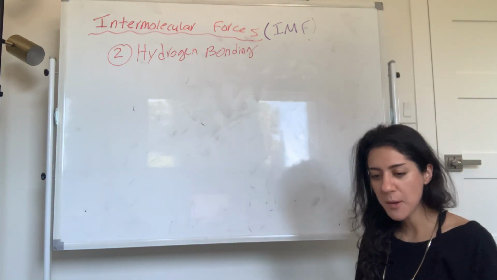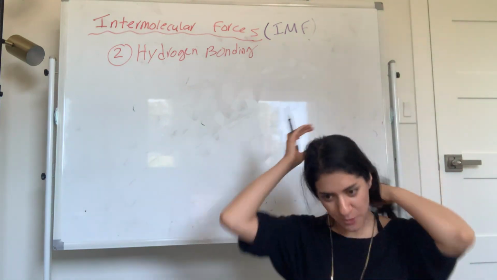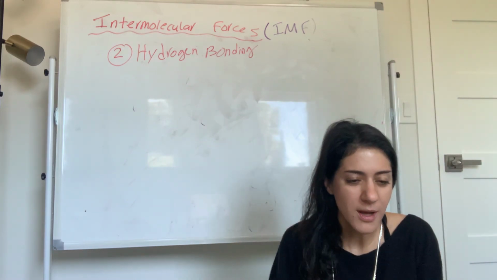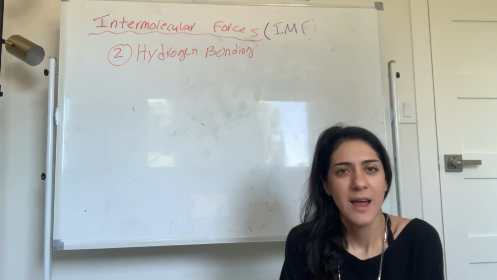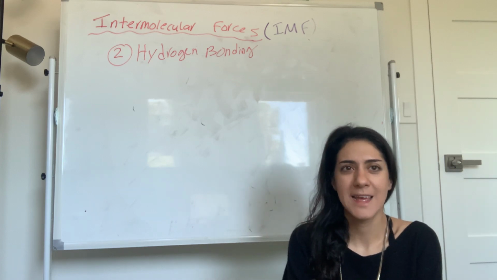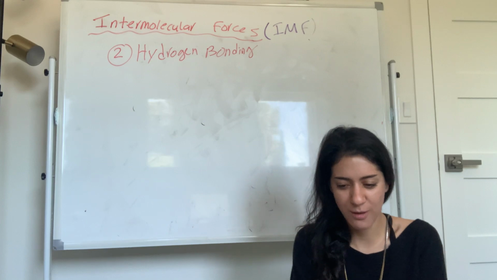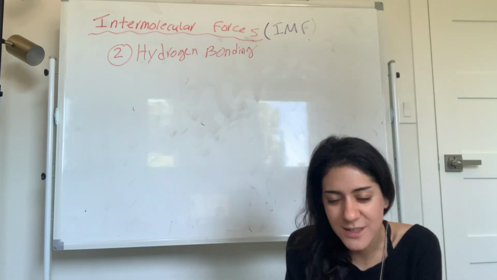Now, I make this joke, but at the same time there's a little bit of truth to it: every time you take an exam and you don't know what the answer is, and hydrogen bonding is one of the options, pick that and you're probably right. But that's just a joke. Don't do that. Actually read the question and know the answer.